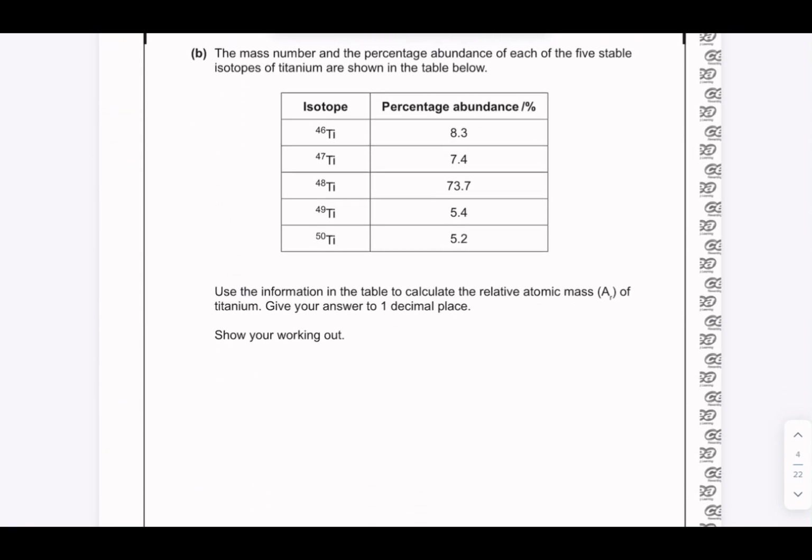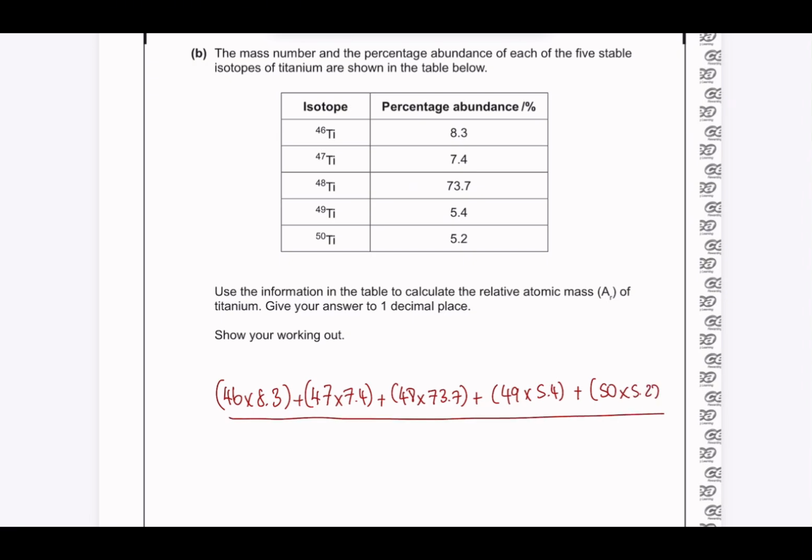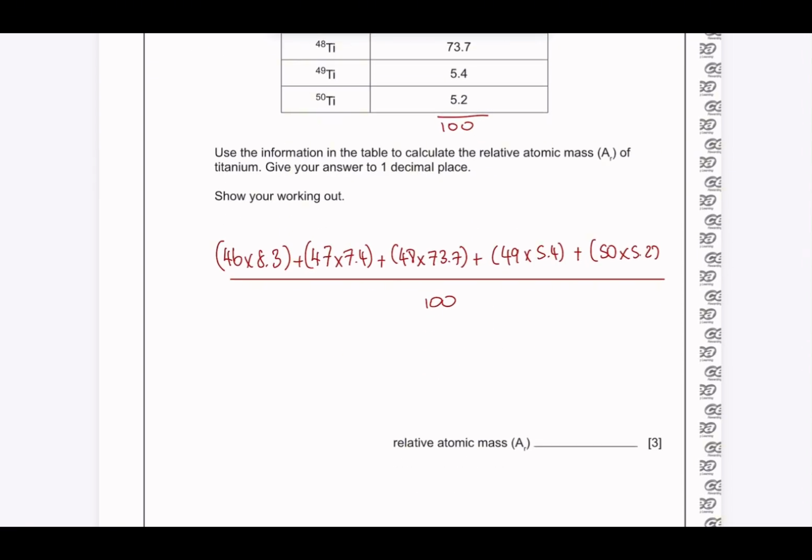Then we go on to calculating our relative atomic mass. So we know that these are 46 times 8.3, so you just take your mass number multiplied by your abundance, and you add all the values up and you divide it by the total abundance. Now be careful if your total abundance doesn't add up to 100%. If it adds up to something else, just make sure you work that out. Ends up with your answer of 47.918, and then you round to 1 decimal point, so it's 47.9.